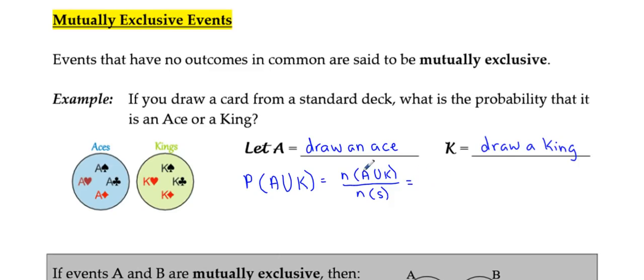So the number of cards that are aces or kings, well, or is add. So there are 4 aces, there are 4 kings out of a total of 52 cards. That works out to 8 out of 52. And that works out to 2 over 13 in lowest terms.